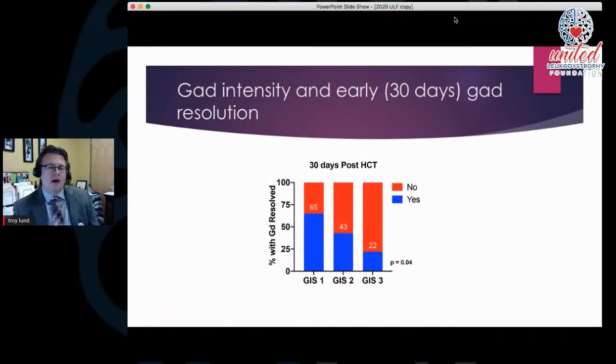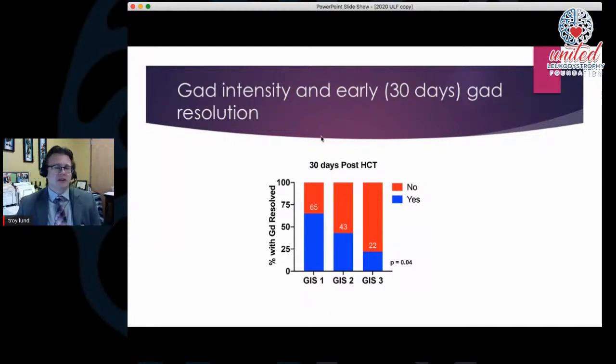So what I did was group the patients that I showed you in the first graph by gadolinium intensity score, 1, 2, and 3. And then I asked the question, what was the percent of boys that got rid of that gadolinium on the first MRI, which is 30 days after transplant? For the remainder of the talk, I'm always going to say early GAD resolution, and what I mean by early is the first MRI 30 days after transplant.